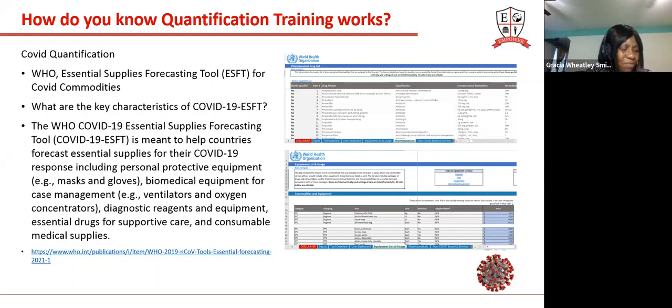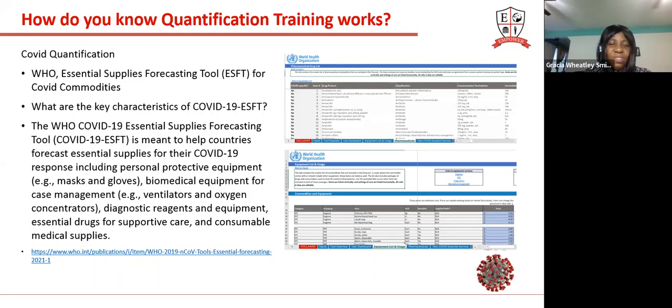What are the key characteristics? The WHO ESFT is meant to help countries forecast essential supplies for their COVID-19 response, including PPEs, or masks or gloves, biomedical equipment for case management, or ventilators or oxygen concentrators, the diagnostic reagents and equipment, essential drugs for supportive care, and consumable supplies.